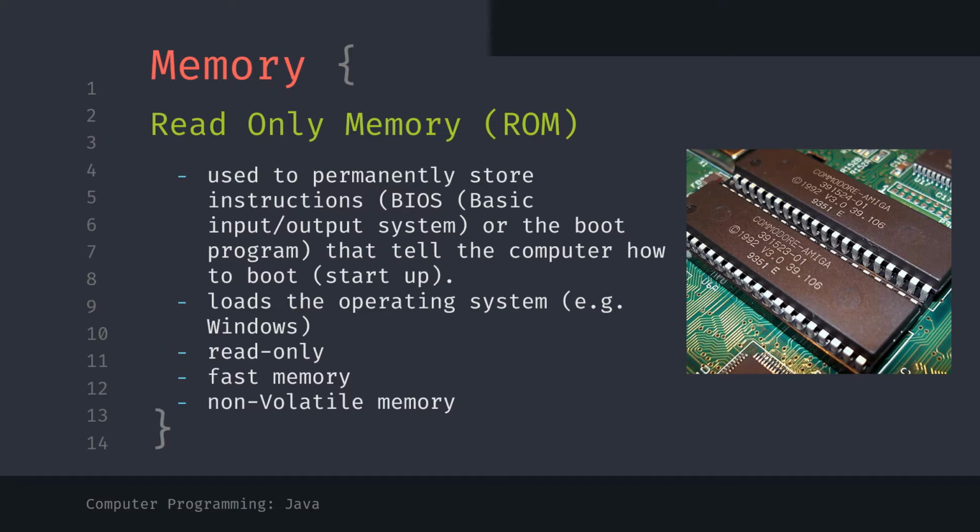It is a fast memory. Data stored in ROM can be accessed and read very quickly. It is a non-volatile memory. This means that stored information is not lost when the computer loses power.